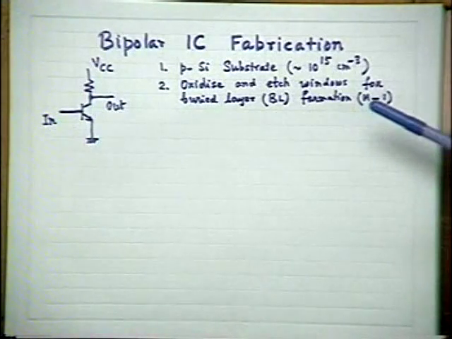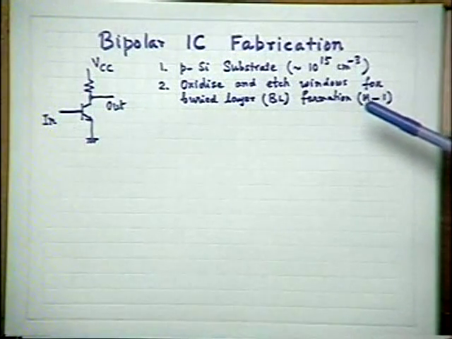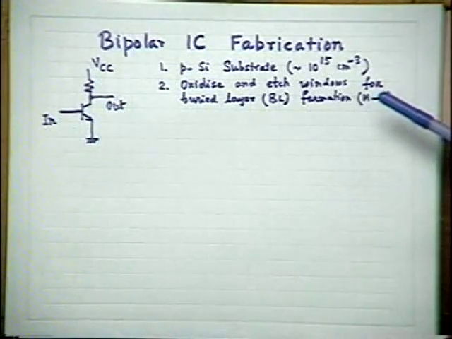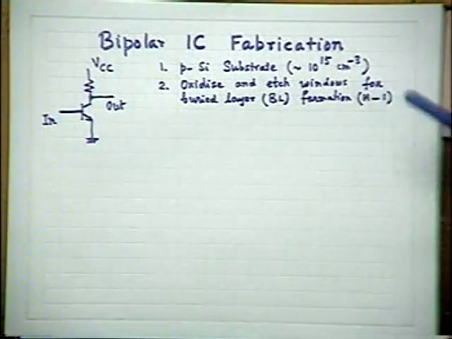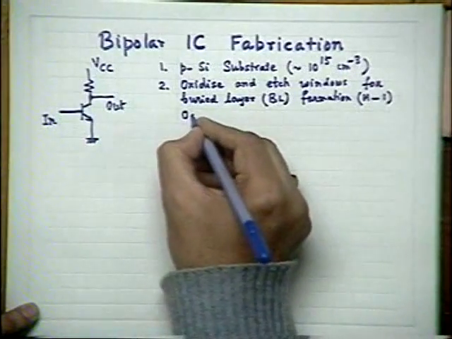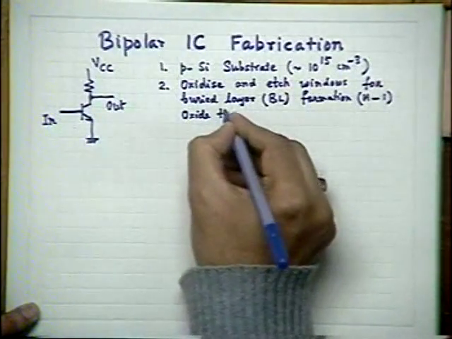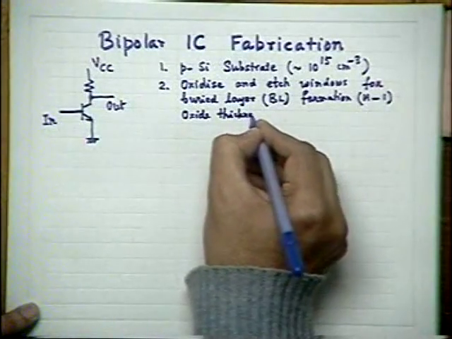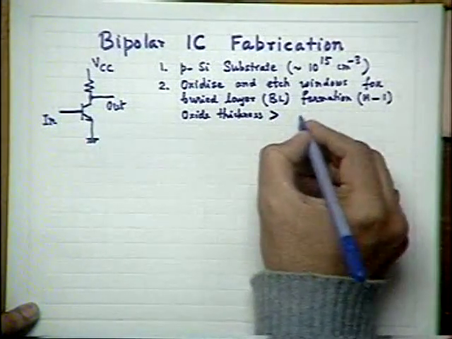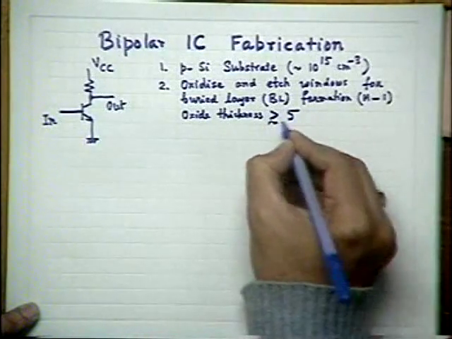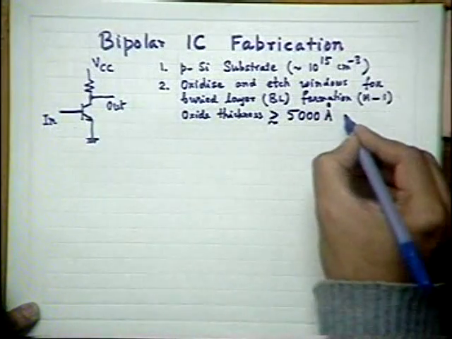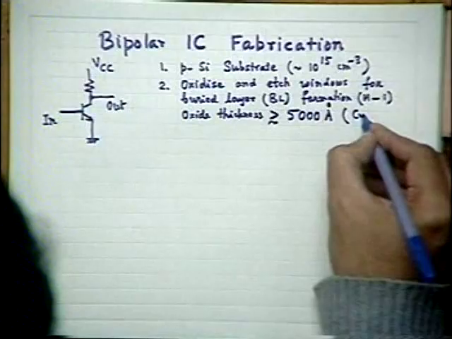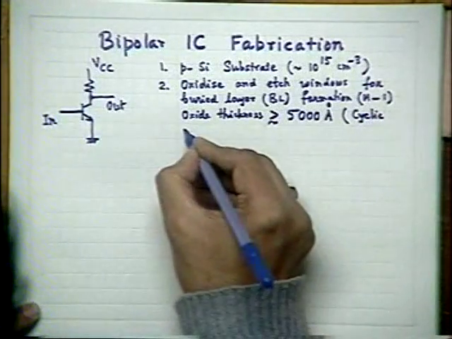So the second step is, we oxidize the silicon substrate in a suitable oxidation process, normally the technique called dry-wet-dry cyclic oxidation, so that the oxide thickness after this is usually more than, or of the order of, 5,000 angstrom, and the process which is used is called cyclic oxidation.